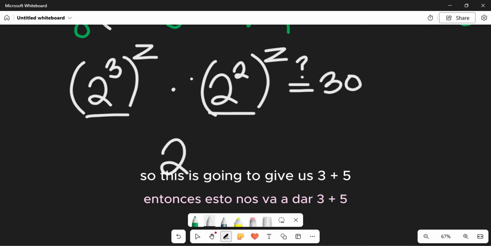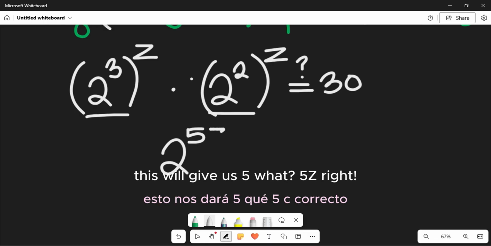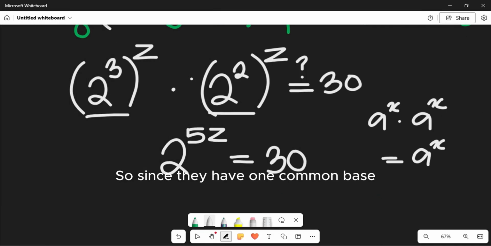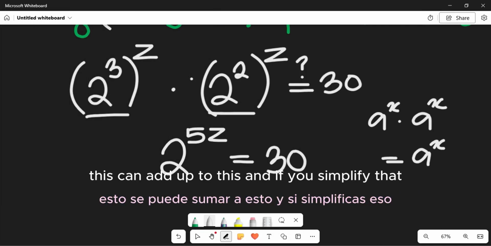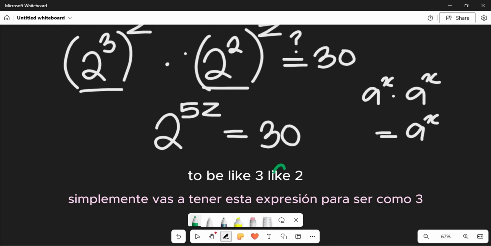So this is going to give us 3 plus 5, because according to the law of indices, this will give us 5z, right? And all these will be equal to 30. So since they have one common base, this can add up to this, and if you simplify that, you are simply going to have this expression to be like 2.